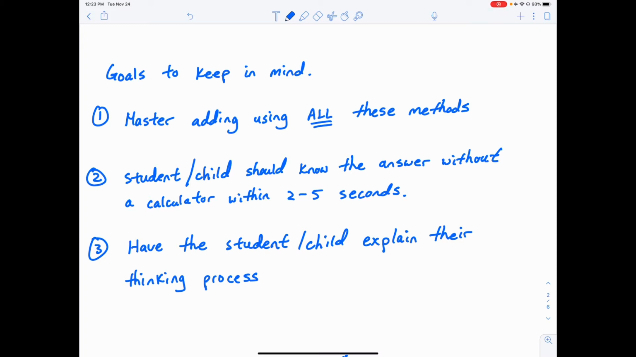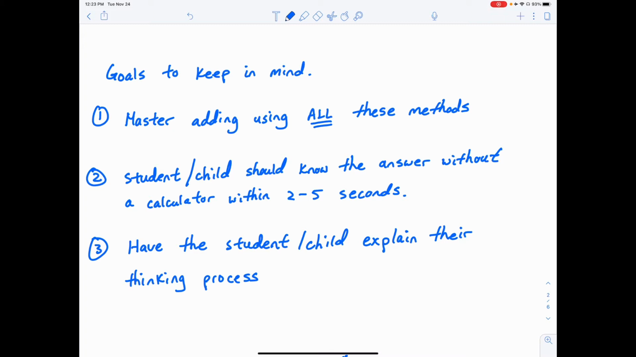Number two, your student or child should know the answer without using a calculator within 2 to 5 seconds for these simple adding and subtracting questions. If it's a 3 by 3, then those get more complicated, but we're talking about the basic adding and subtracting of 1 to 2 digit numbers.